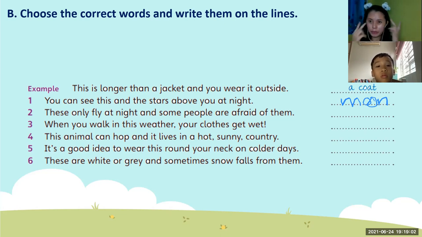Okay, how about number two? This only flies at night. People are afraid of them. I guess its color is black. It's a little bit bigger, and they will fly at night. And they will stay inside the cave. It's a bat. Oh, it's a bat. Can you write your answer there?